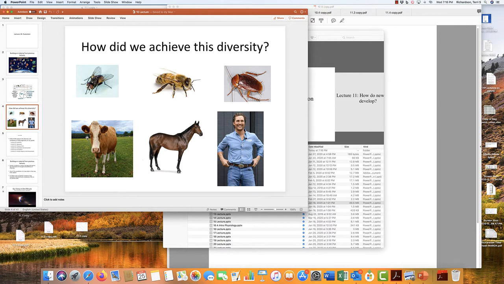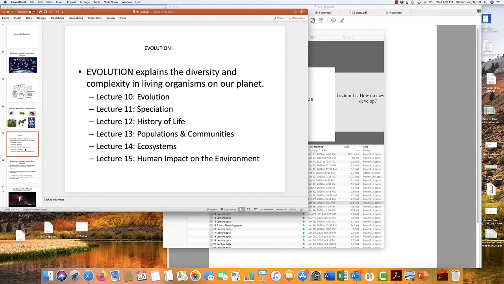But I mean, everybody's got eyes, right? And everybody's kind of got a head, and everybody's got some legs. So how did we get all these different kinds of body parts? Well, evolution is a theory in biology that explains how we got to this diversity, all the different species, and the complexity in living organisms.